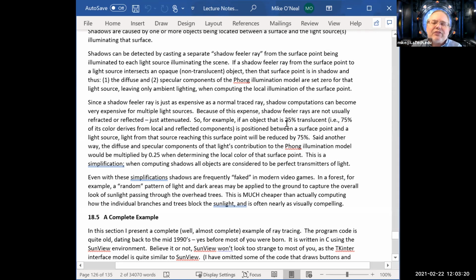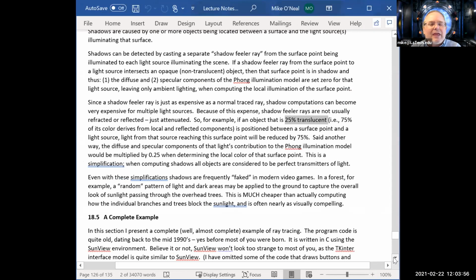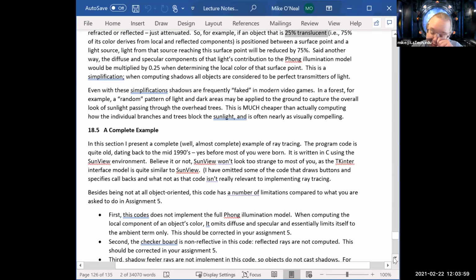So in that case, if one of those objects, a partially translucent or partially transparent object, is between you and the light source, instead of completely eliminating the point diffuse and the specular component of the Phong illumination model, you would multiply them times the percentage of transparency to decrease the effect of that light rather than flipping it completely off. Okay. Questions about any of this before we look at the example that I have here?